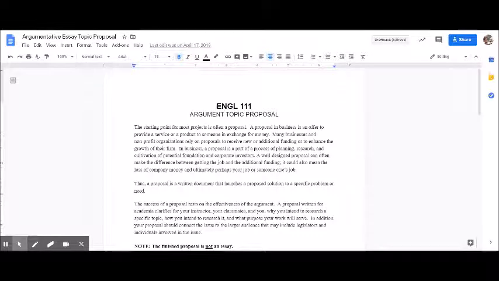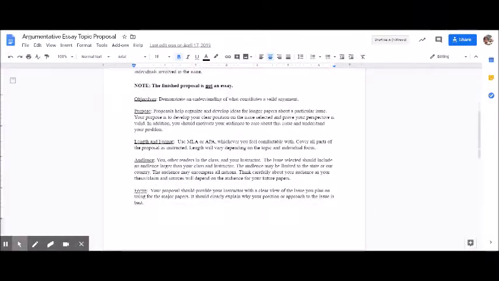The topic proposal is your chance to sell me, your teacher, or whoever else you might be writing this for at some point, to prove to them that I have an idea. I know what I want to do. Here's what I want to do, and here's how I'm going to do it. This walks you through the process of what the topic is, how you're going to approach it, what you're going to use, and is also a way to prove that I have thought this through. It forces you to look at some different pieces that you need to be aware of.